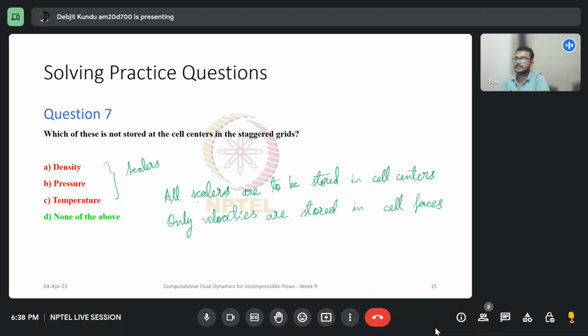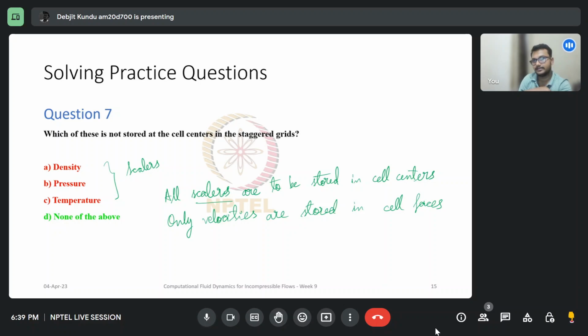So all scalars, it could be density, pressure, temperature. Another example would be species, in case you are trying to model a multi-species flow. Another example would be in a multi-phase flow, the volume fraction. All these things would be stored in the cell center, and the velocities would be stored at the cell faces.